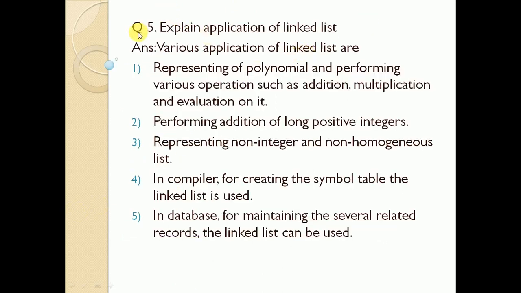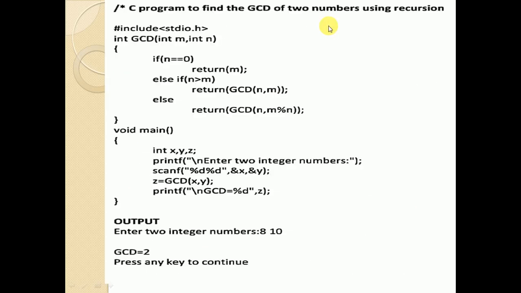We'll see the next question now, question number 5. Explain the application of linked list. So what is meant by linked list? A linked list is a collection of nodes where each node contains two fields. One is data and another is the link field. Data holds the actual value and the link field contains the address of the next node. So that is what a linked list is.